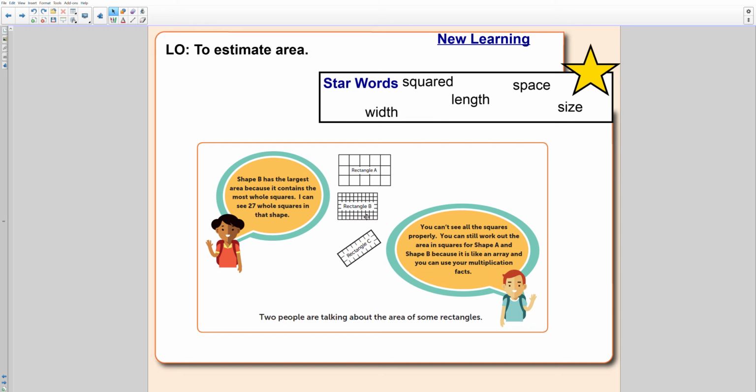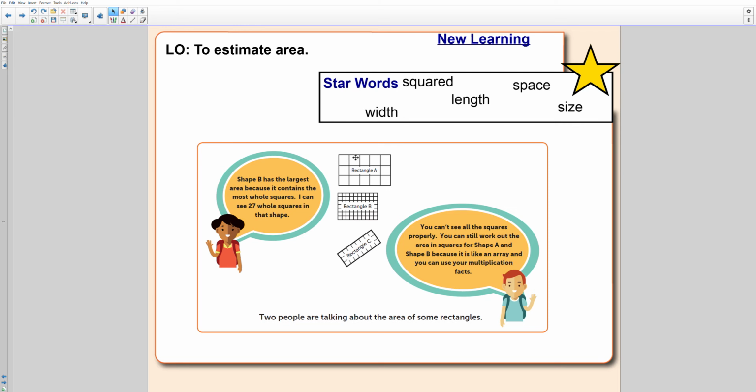Well, here rectangle B does have more squares. Is it actually bigger though? Well, no, because the squares themselves are smaller. If they were the same size, you could say they do have more squares. If you want to count squares, though, using the array is a good idea.